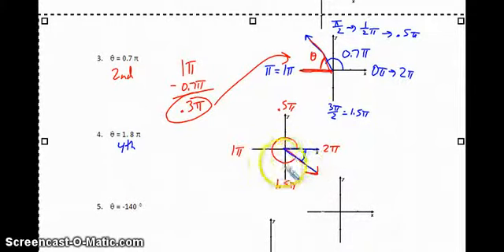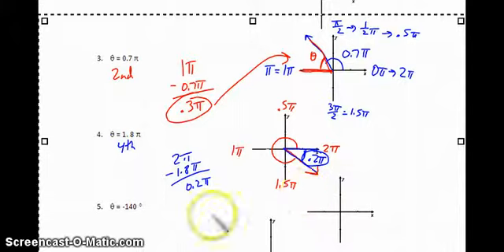Let me say that again. I don't want to know that distance. I want to know this distance. So I would do 2 pi minus 1.8 pi. I don't want to know this distance, so I made a mistake there. So this angle right here would be my reference angle, which would be 0.2 pi as my answer.